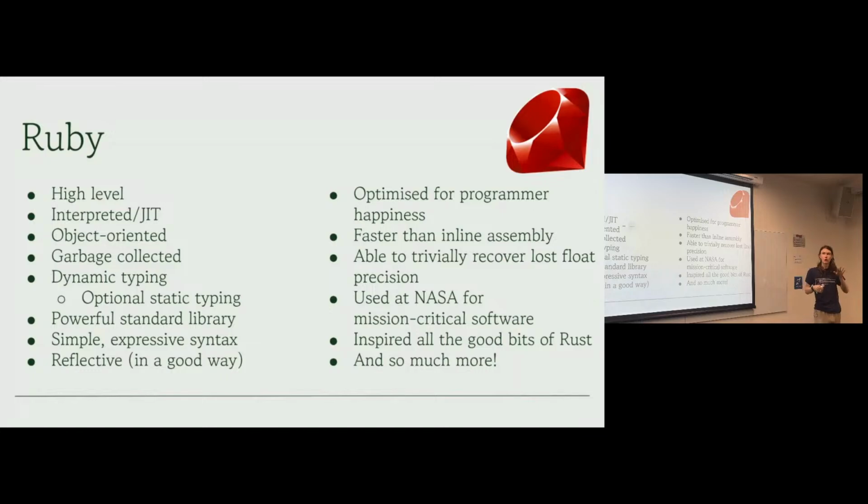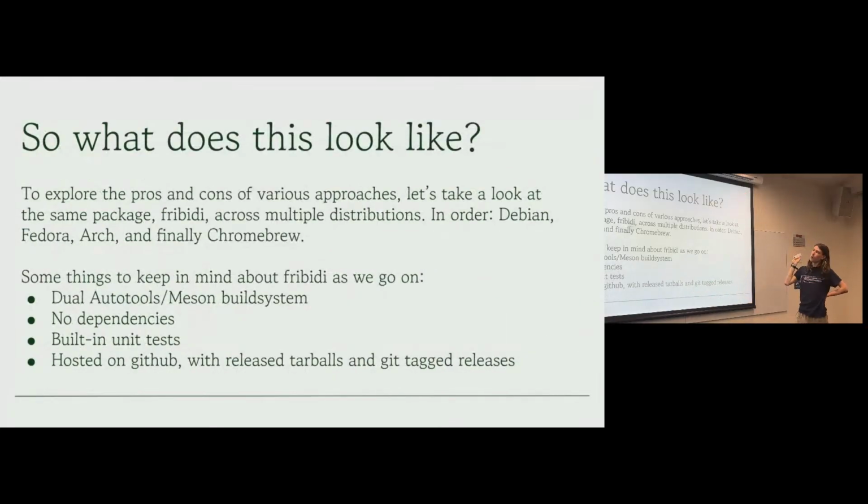We don't have time to get into all of this, but for now, Ruby is the best language of all time, and the bits that are important is the high-level, object-oriented, good syntax, good library, and good reflection. What does all this look like?